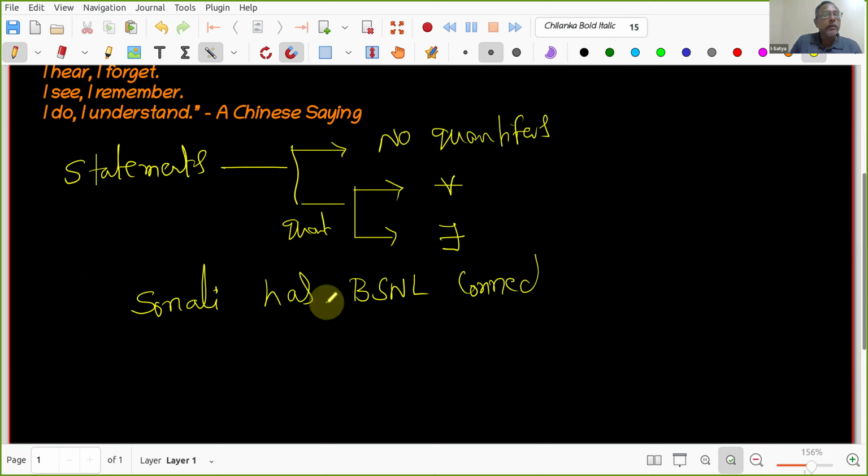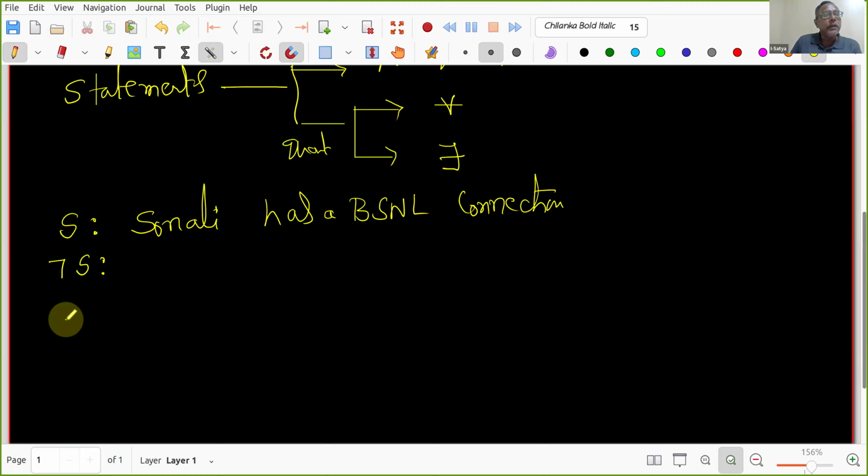Today I talked to her, that's why I took her, nothing else. This is my statement. What is the negation of S? You know, right? No need to write. Very simple, we only need to negate the property. Sonali has a BSNL connection, as sometimes she may have a Jio connection, many connections. So the negation is: Sonali does not have a BSNL connection. Negation is also easy, no problem.